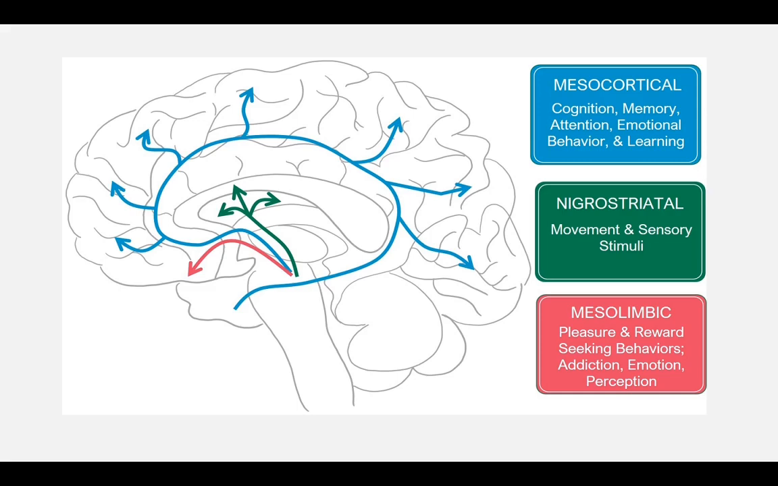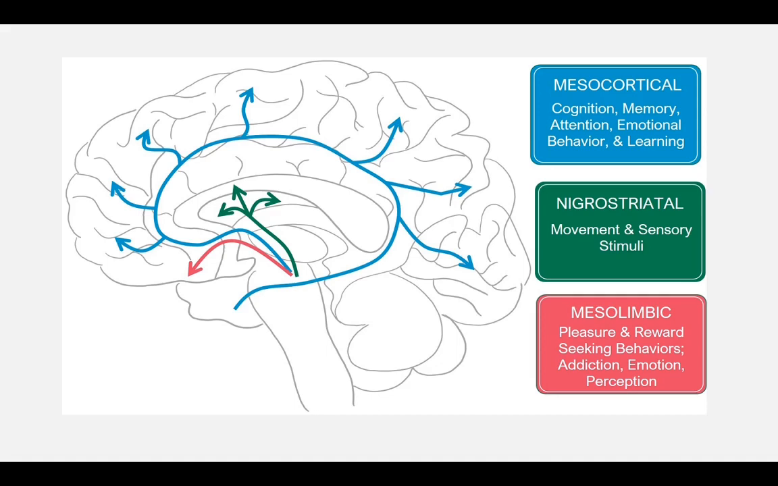That's why you will understand later, when there are disturbances in the mesocortical dopaminergic pathway, the patient will have problems with their cognition. Patients have problems with memory, they have problems with attention, right? And then again, there will be changes in the emotions, in the behavior, and in their learning, okay?